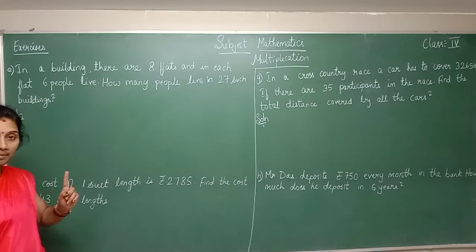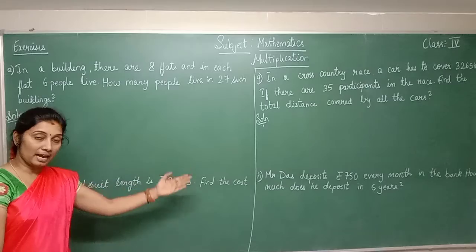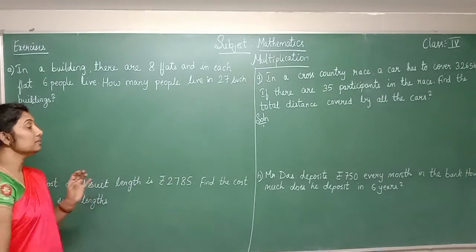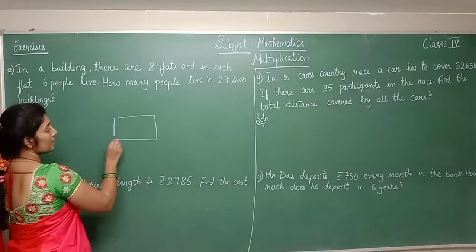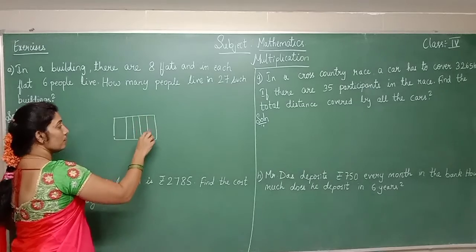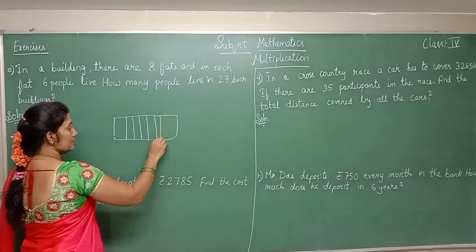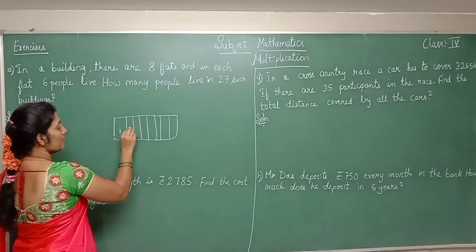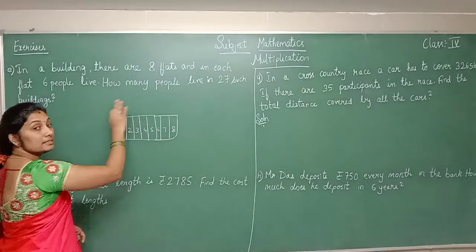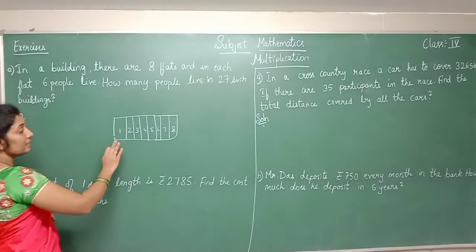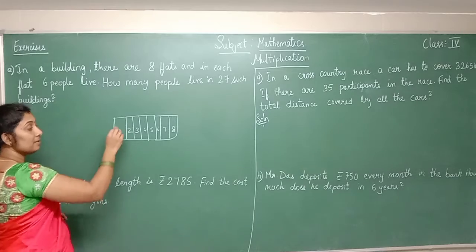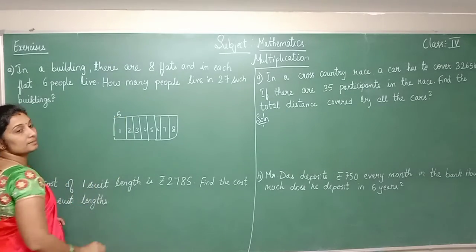Okay, fine. In one building there are 8 flats. See, this is a building. You have 8 flats: 1, 2, 3, 4, 5, 6, 7, 8. Understood now? This is one building I am saying. In one building how many flats are there? 8 flats are there. In one flat there are 6 people.